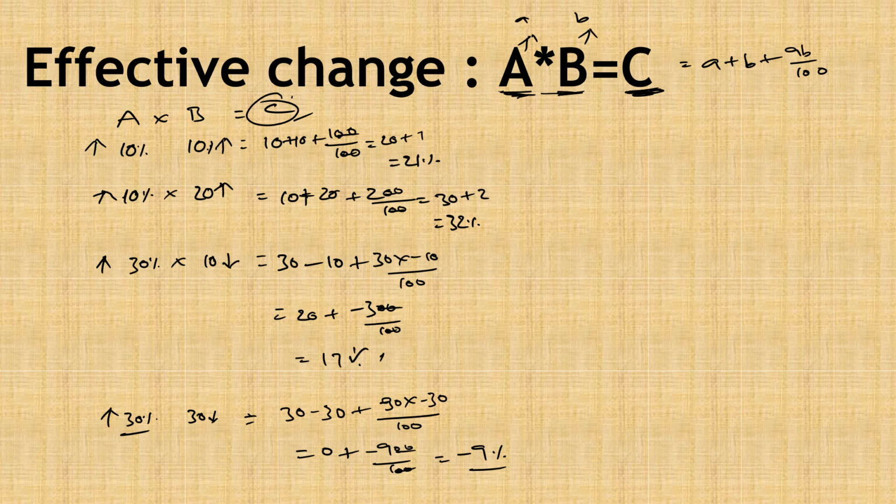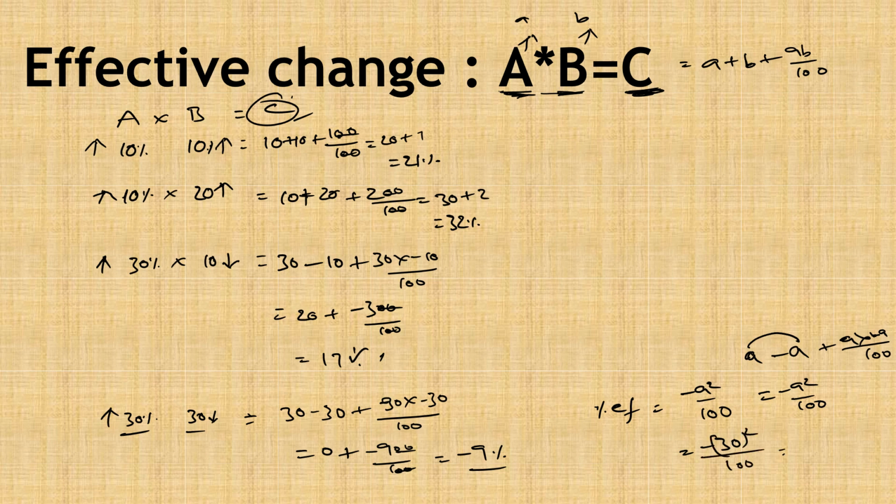Here the percentage increase and percentage decrease are the same. The formula, if the percentage increase and decrease are the same, then the effective percentage change is equal to A minus A plus A into minus A divided by 100, that is minus A square by 100. The number is increased by A, and as the number is the same, we are taking the digits also the same. We will take here the example minus 30 square divided by 100, minus 900 divided by 100, which gives the effective change of minus 9%.